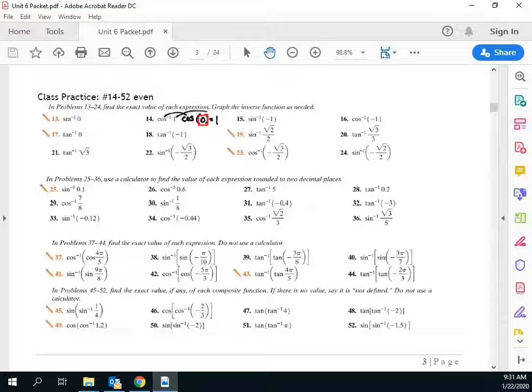See, the cosine's there and the one value's there. All right? Now let's talk about the inverse cosine of negative 1. So you can write it like this.